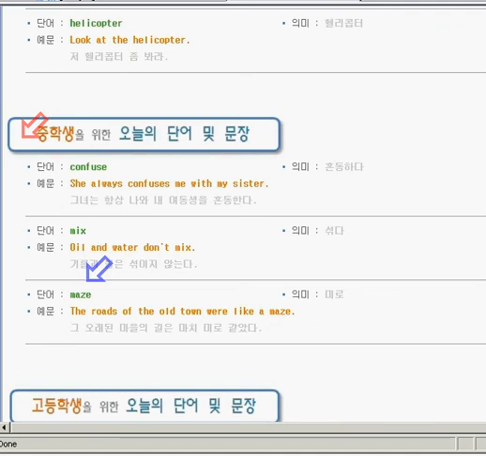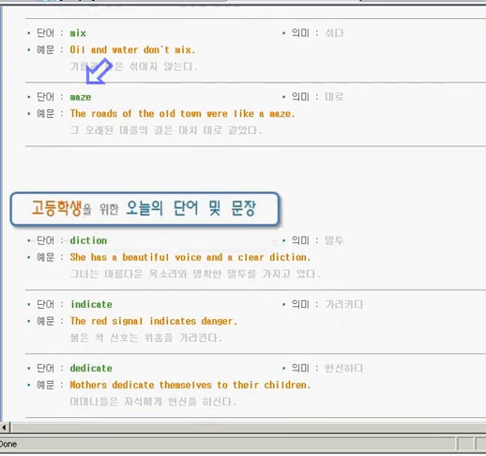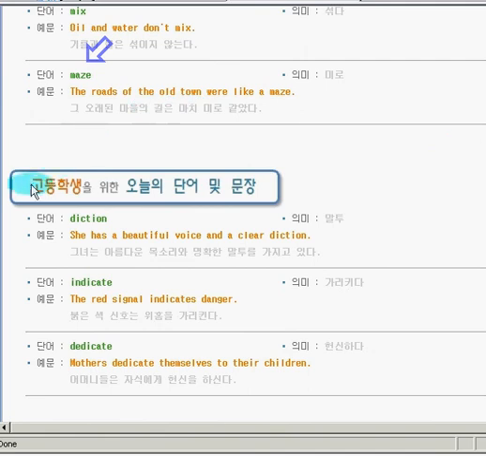Okay. Now, I want you to see on the lower part of this page the words for the high school category. Let's try the word diction. Diction is the choice of words, especially in speech. So, let's use it in a sentence. She has a beautiful voice and a clear diction.